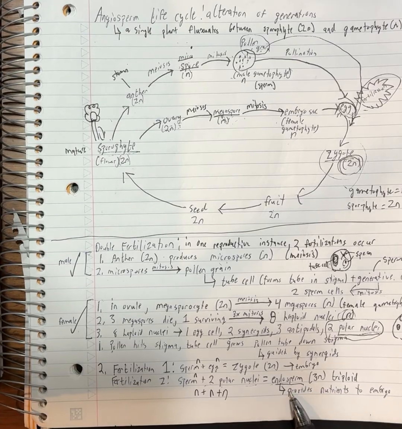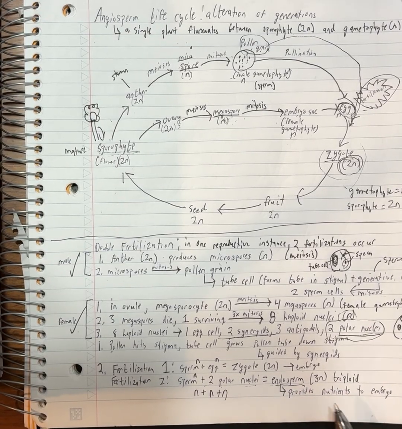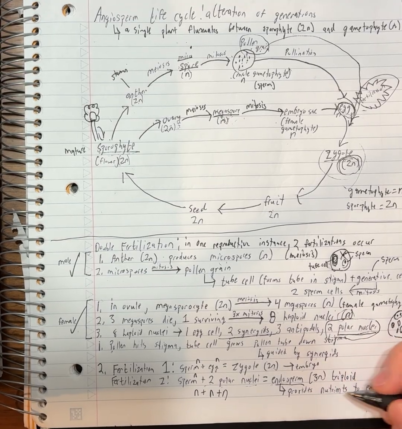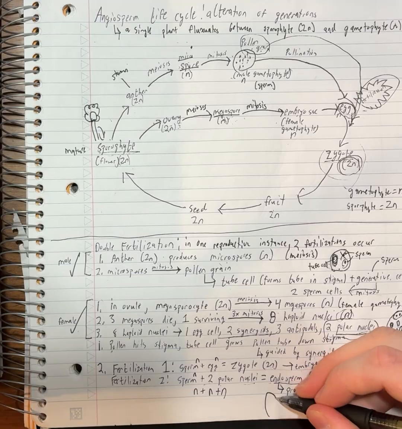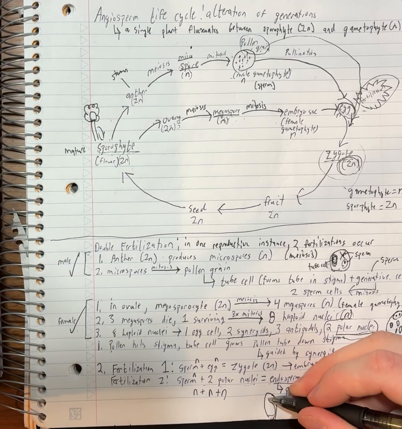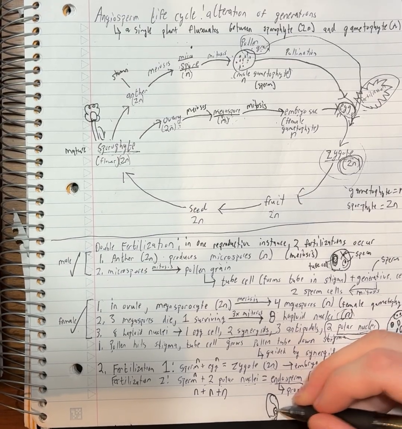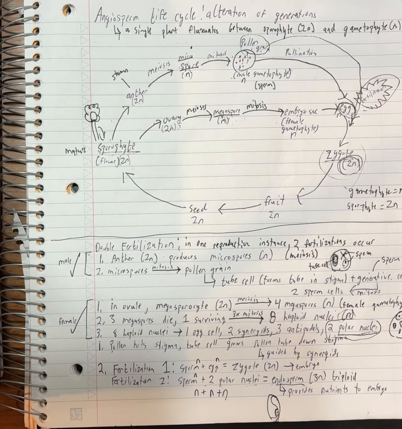And the purpose of the endosperm, all I need you to know about it is that the endosperm provides nutrients for the embryo as it grows in the seed. So now we have a seed, and in our seed we have our embryo, and then we also will have an endosperm to provide nutrients.